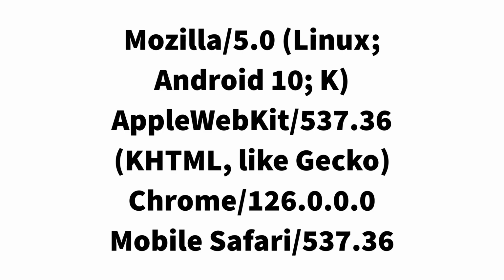You can see that it identifies that it is running Android, which is a version of Linux. It also gives a brief history of the internet by identifying other web browsers that it has borrowed technology from, including KHTML and Safari.